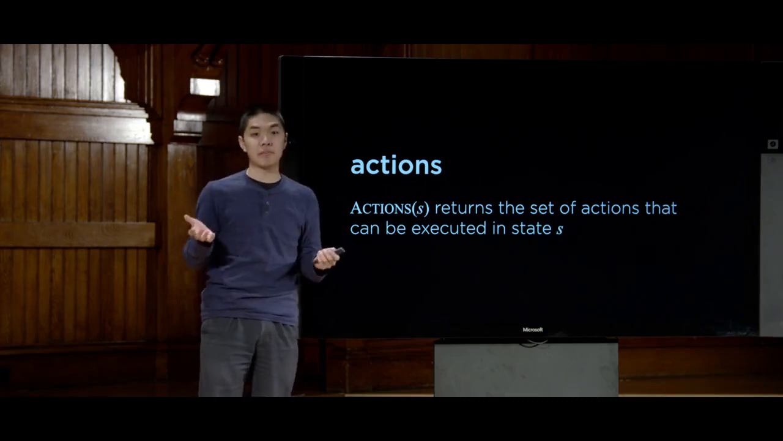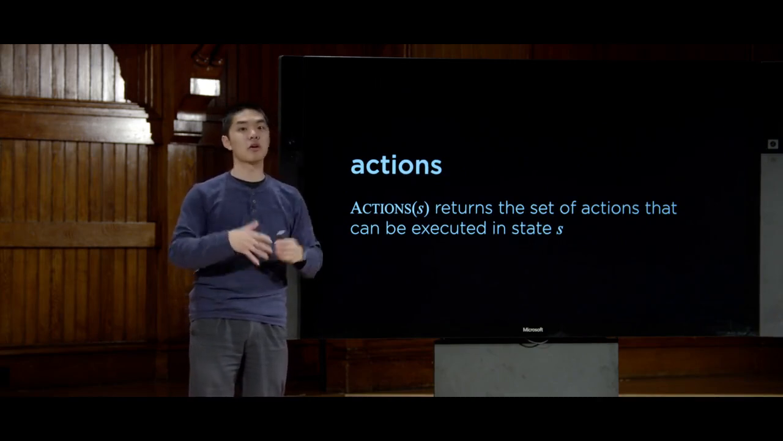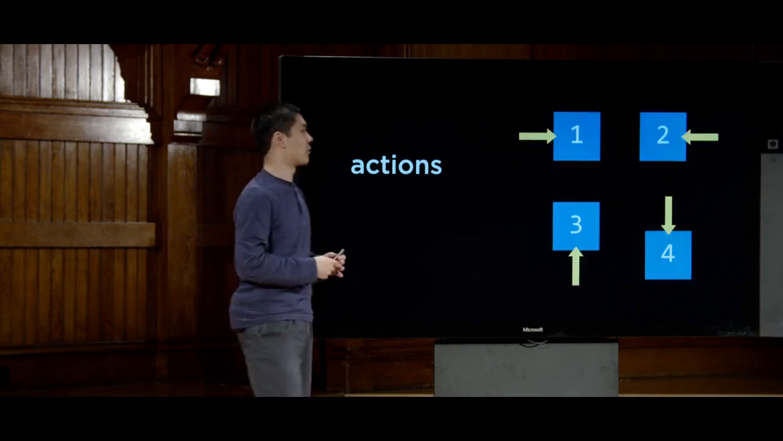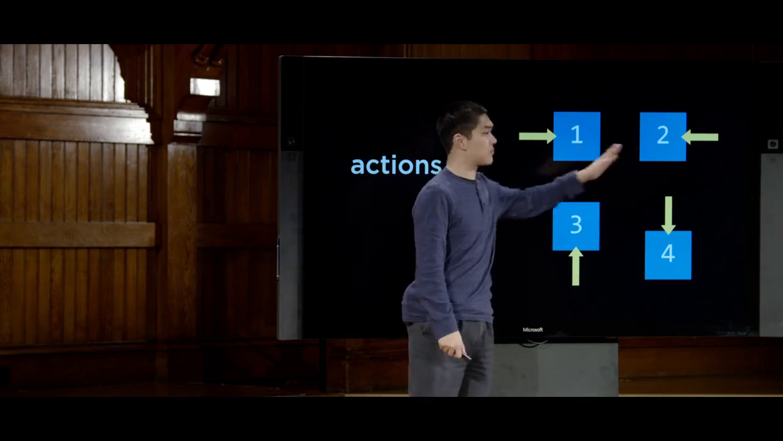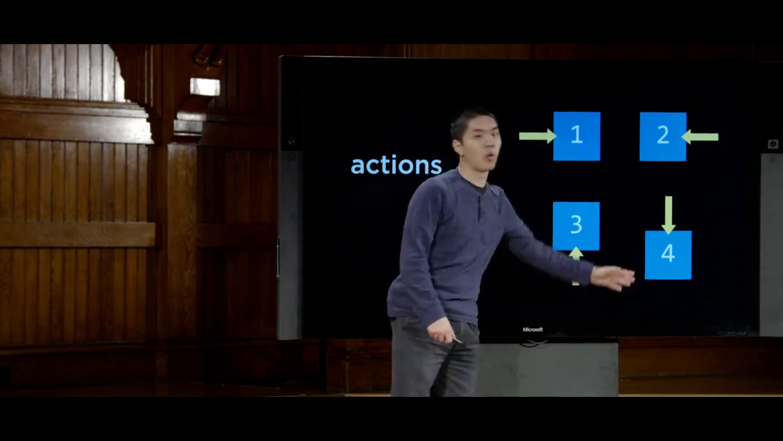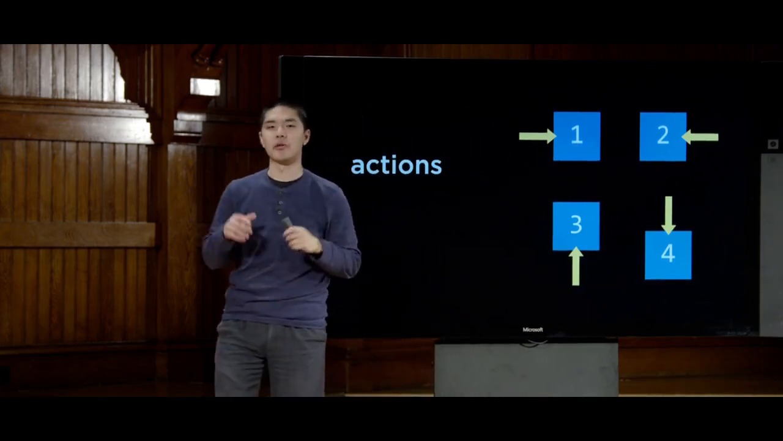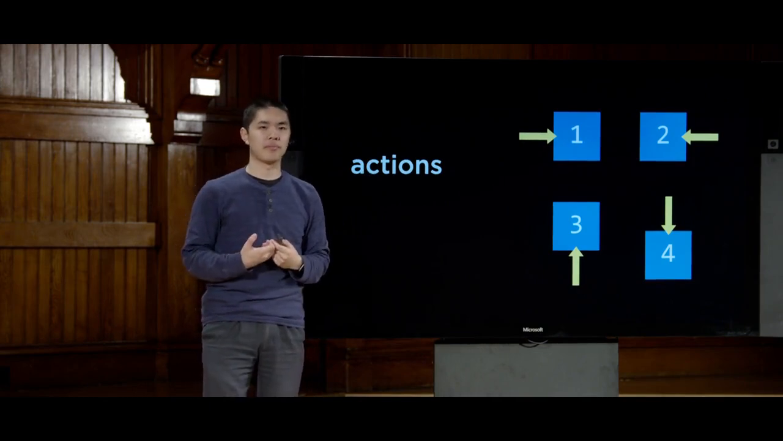So in the case of the 15 puzzle, for example, there are generally going to be 4 possible actions that we can do most of the time. We can slide a tile to the right, slide a tile to the left, slide a tile up, or slide a tile down, for example. And those are going to be the actions that are available to us.